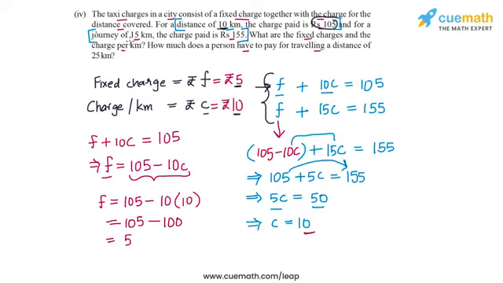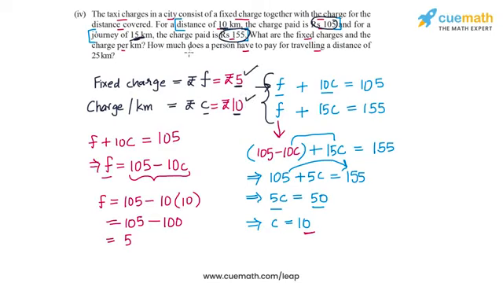And then for a journey of 15 kilometers, the fixed charge will be 5 and the charge for the distance will be 15 times 10, so that's 150. So 5 plus 150 will be equal to 155. So this aligns with the second piece of information. So these two values are correct.